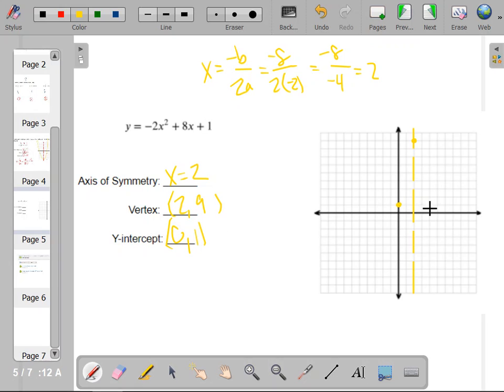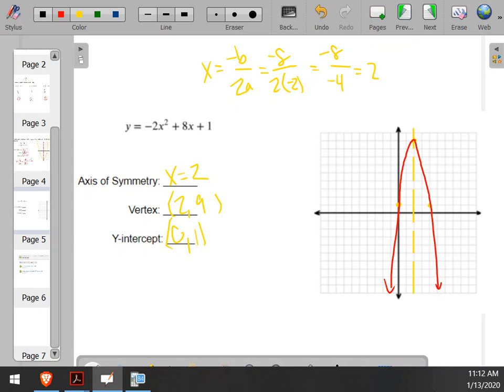And then I'll reflect it 2 to the left. So let's go 2 to the right. Now I got my parabola. It's going to look something like this. You want a smooth curve. Pretty good. Okay. So that's all you need to analyze and sketch the graph of a quadratic. And we're going to take a quiz this week. So good luck.